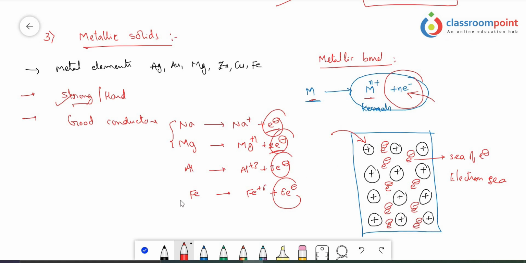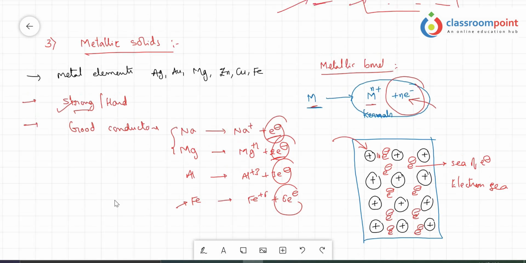And the remaining d-block metals, like iron and zinc, are very strong. The reason is they release more electrons towards metallic bond formation. What is a metallic bond? The bond that is formed between the free electrons and the metal ions is called the metallic bond. The more free electrons available, the stronger the bond formed, and so the stronger the metal. This is about metallic solids and the metallic bond.